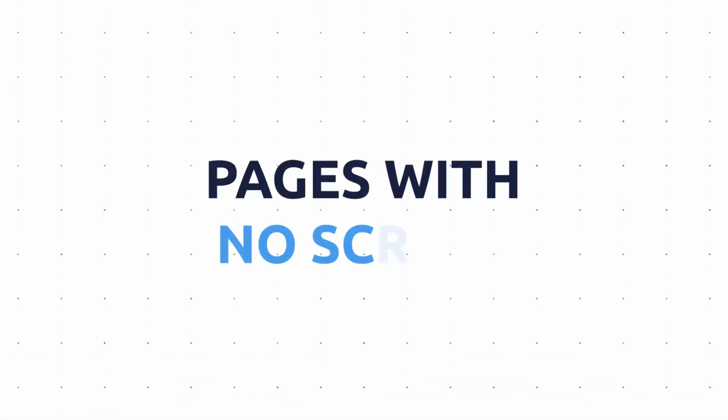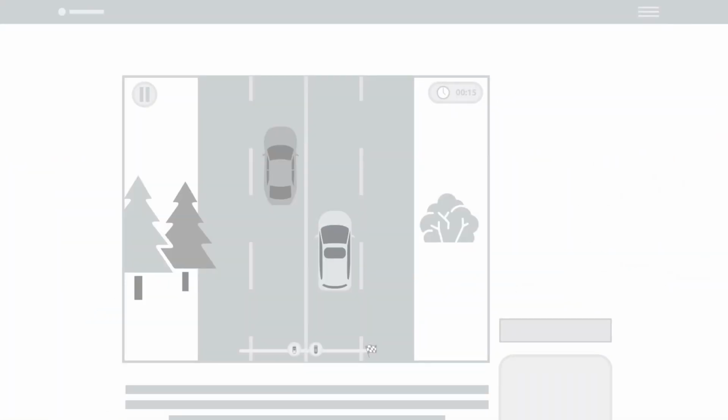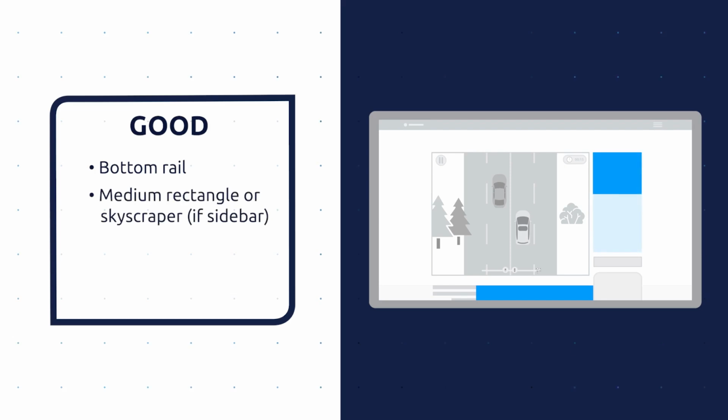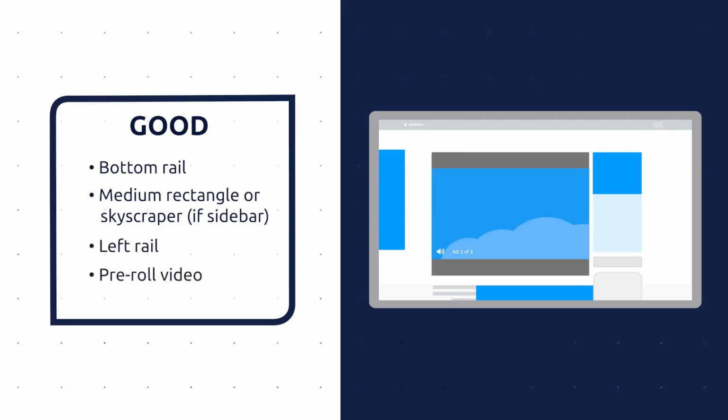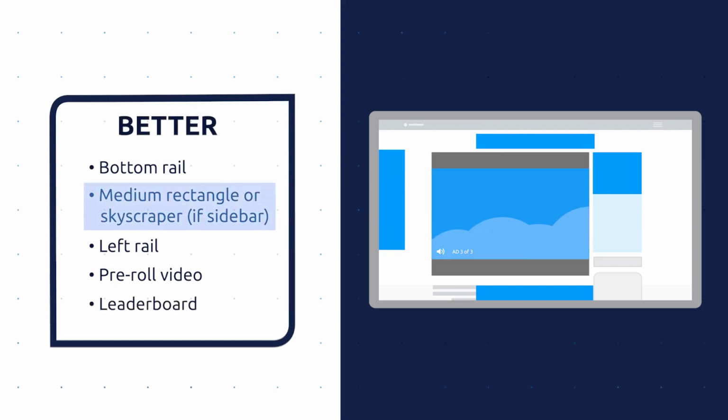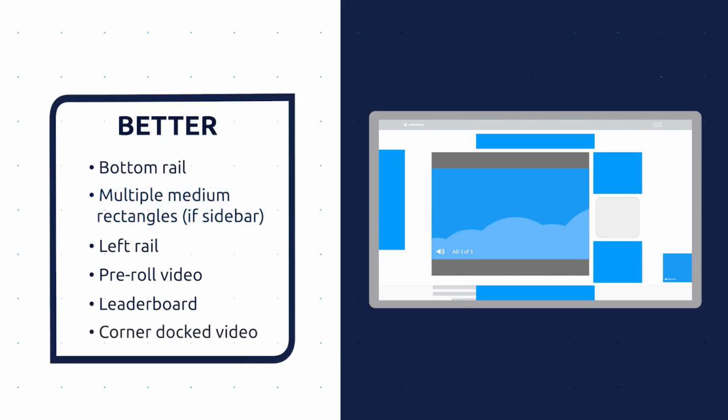Now let's shift to those non-scrolling pages. These are pages where a user focuses on a specific portion of the page and interacts with it for an extended period of time without scrolling. At minimum, you'll want to include a bottom rail, medium rectangle, and/or a skyscraper in the sidebar if you have one, a left rail, and a pre-roll video ad if applicable. From there, you can add a leaderboard above the primary interactive content if you have space, add additional medium rectangles in your sidebar if you have the option, and a corner docked video player.